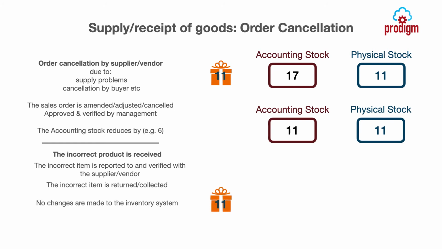We have a situation where the vendor decides they for some reason cannot supply the 6 ordered products to us. So we had an accounting stock of 17, our physical stock in place was 11. If we cancel the delivery of the vendor's goods, then our accounting stock will reduce by the number that they cannot deliver to us. So that then becomes 11. We still, of course, have 11 physical goods in the inventory system in the warehouse.